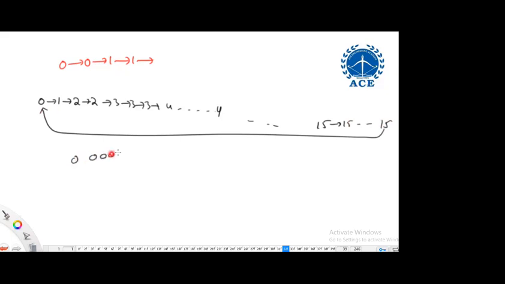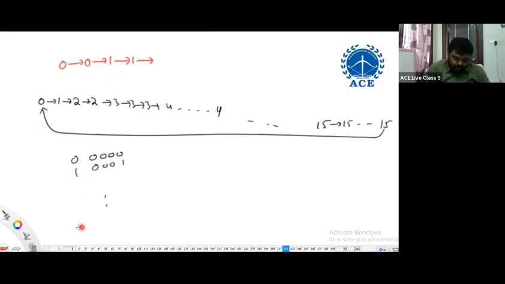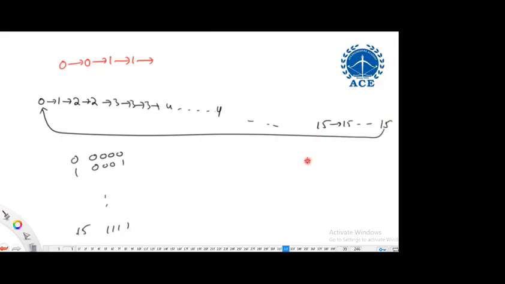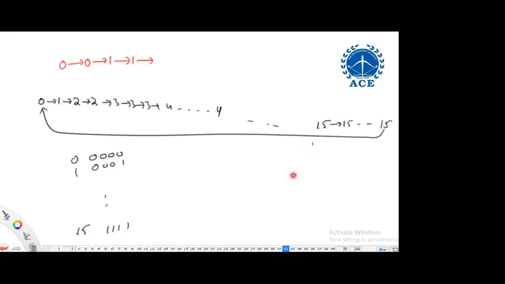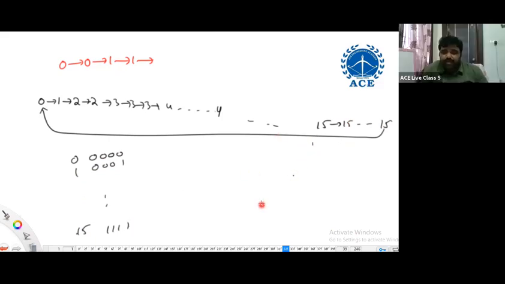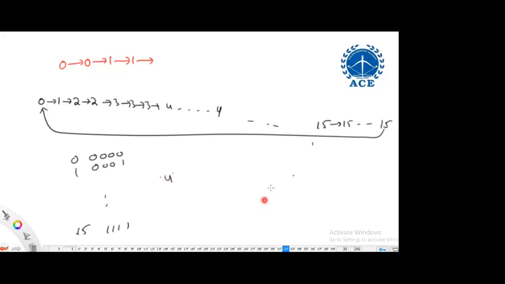Sir, 0, 0, 0, right? 1, 0, 0, 0, 1. So and so, 15 is 1, 1, 1, 1. But this 15 is existing how many times, sir? 15 times, right? Then how many times must it be differentiated? 15 times, sir. It must be differentiated 15 times. Then to differentiate 15 possibilities, again 4 bits extra, right? Yes, sir.